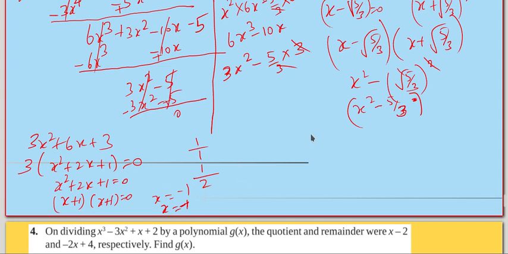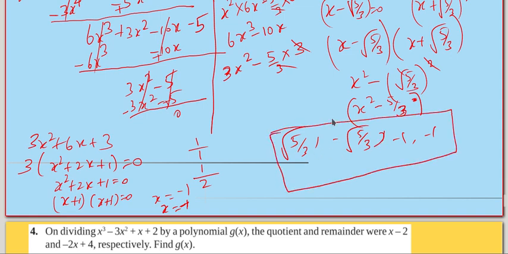So, the 4 zeros are, we have already square root of 5 by 3 and minus square root of 5 by 3. And here we got now minus 1 comma minus 1. So these are all the 4 zeros of this biquadratic polynomial.